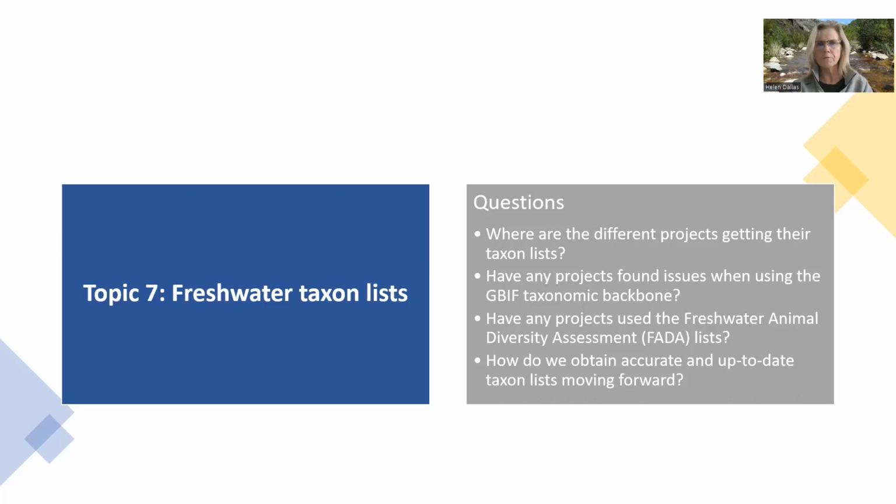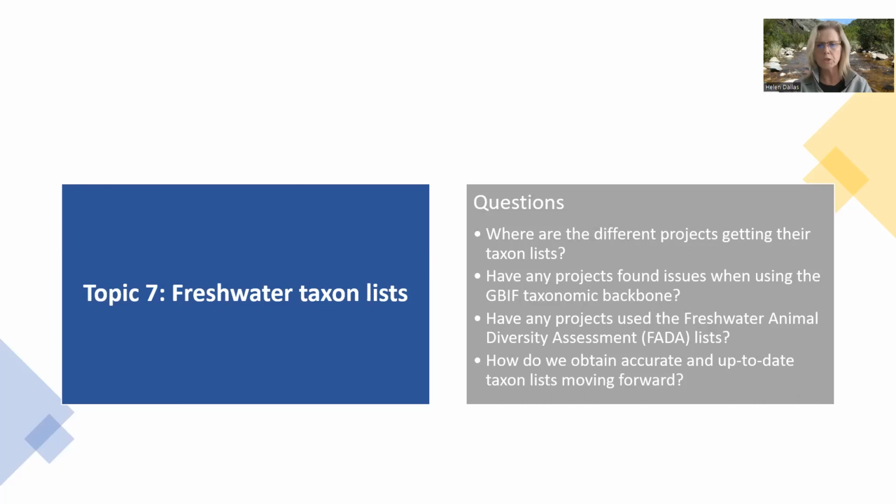Have any projects had any issues with using GBIF as the taxonomic backbone? In the FBIS system, we made a decision early on to use GBIF as a taxonomic backbone. I am aware of a few issues, but it would be really good to see what other projects have experienced and get some general input there.